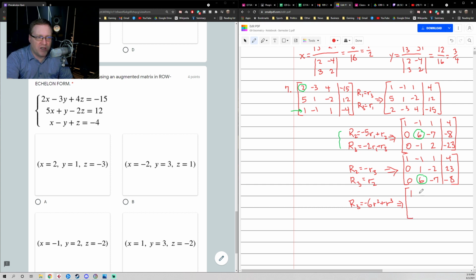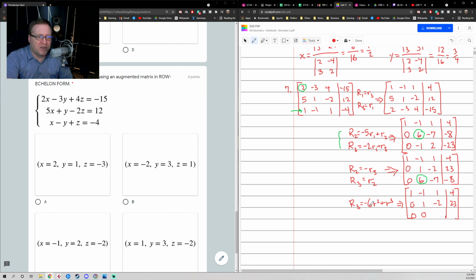So the top row doesn't change. 1, negative 1, 1, 4. The second row doesn't change. 0, 1, negative 2, 23. But the third row is going to be negative 6 times 1 plus 6. So that's negative 6 plus 6. It becomes 0. This one, negative 6 times 0 is 0. Oh, I shouldn't have put these 2s and 3s up here. They should be down here. I'm sorry. I wrote it wrong. Don't worry about it.